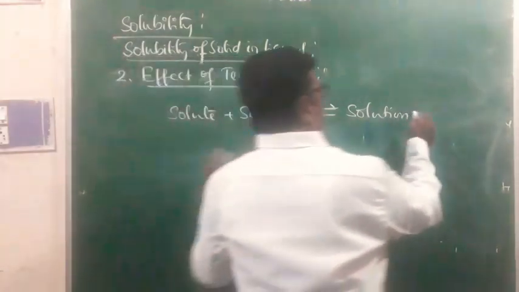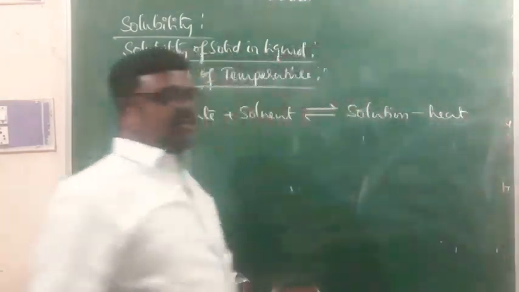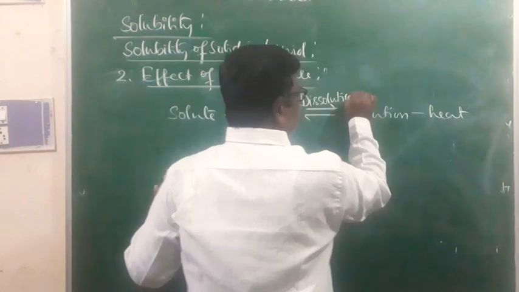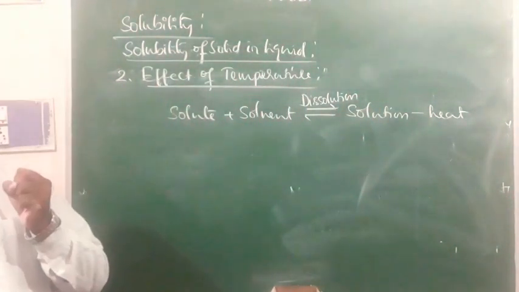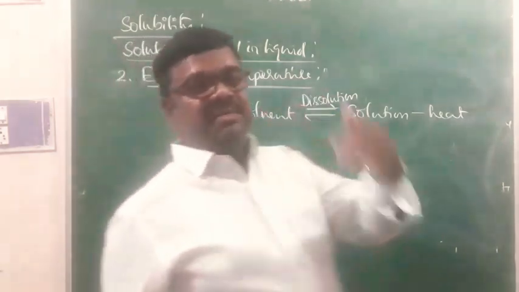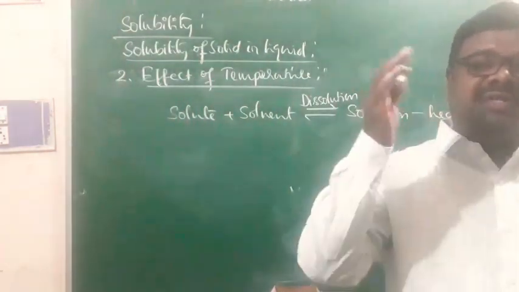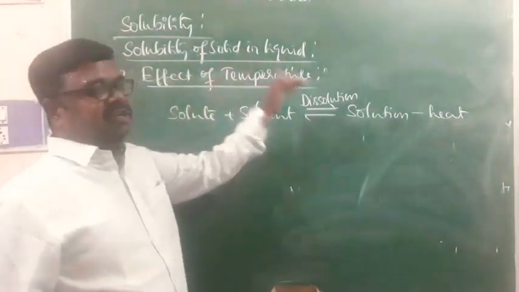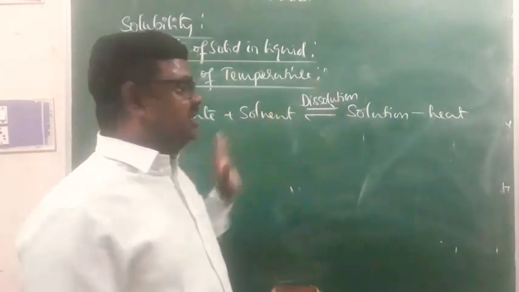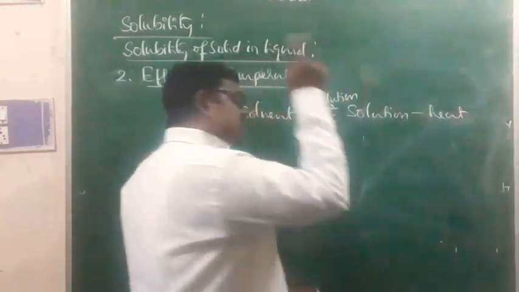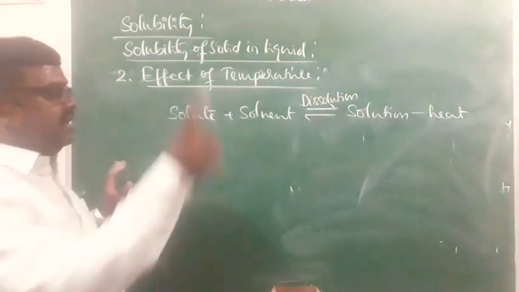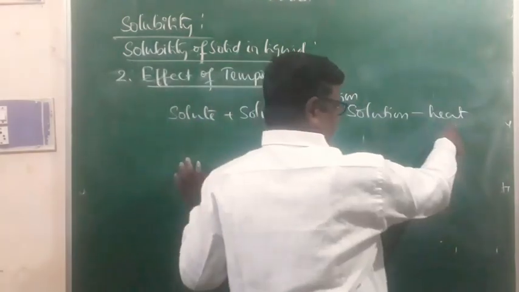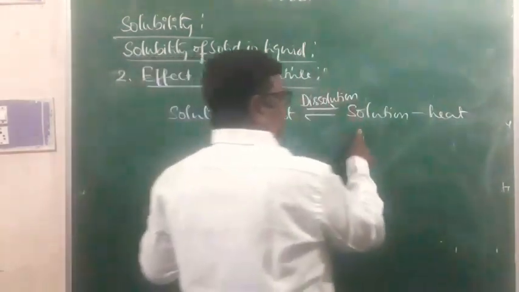If the process of dissolution is endothermic, taking the forward process, that means heat is absorbed, then as the temperature of a solution increases, the solubility of the solute increases according to Le Chatelier's principle. In the case of endothermic reversible processes, when the temperature is increased, equilibrium is shifted in the forward direction. That is Le Chatelier's principle. Therefore, if the dissolution of a solute in a liquid is endothermic, then as the temperature increases, solubility increases.